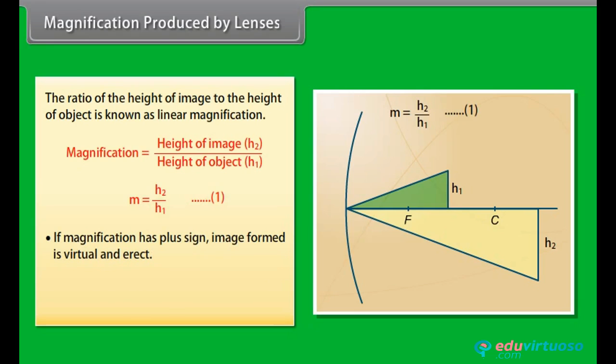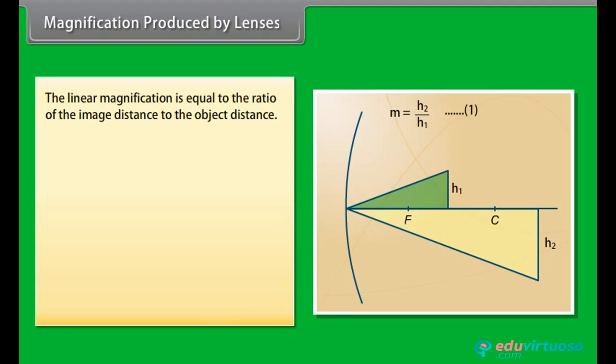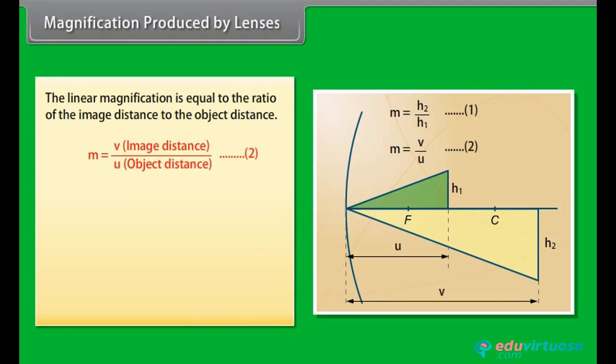If magnification has a plus sign, the image formed is virtual and erect. If magnification has a minus sign, the image formed is real and inverted. The linear magnification is equal to the ratio of the image distance to the object distance. M is equal to v, image distance, upon u, object distance, which is equation 2. Equating equation 1 and 2, h2 upon h1 is equal to v upon u.